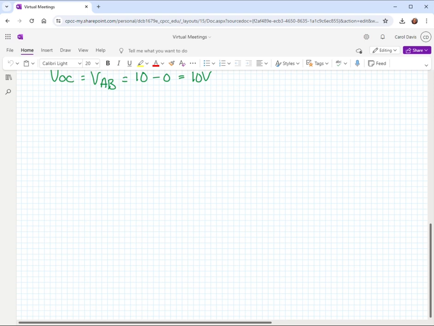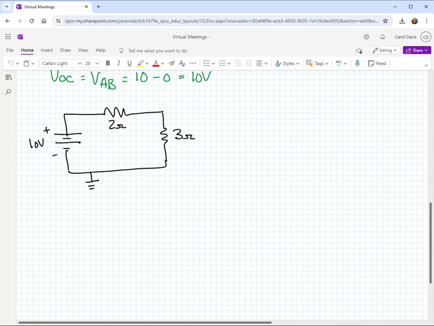So I've got the 10 volts here, my 2 and my 3 ohm resistors. And this is probably going to be a longer video than you're used to, but you can pause it if you want to go back to it. Let's see. Okay, it's taking some time to cycle here.